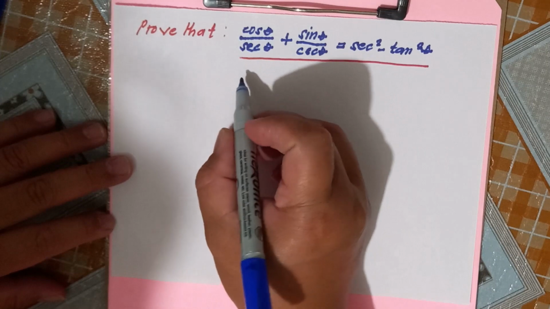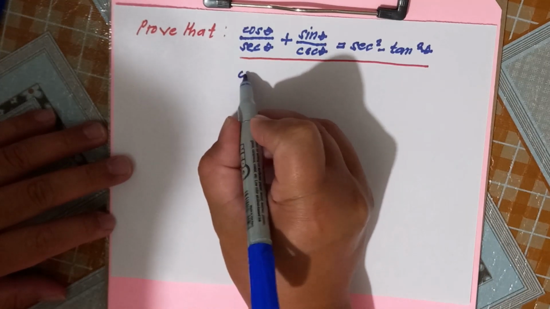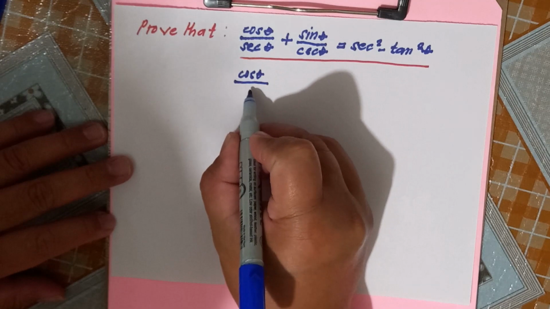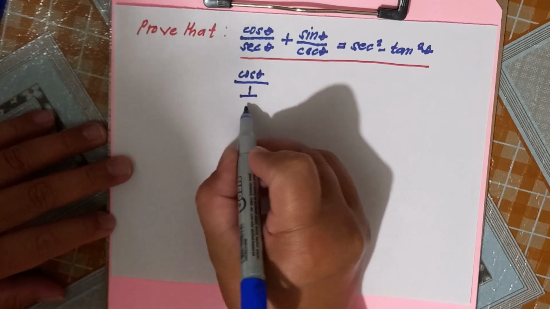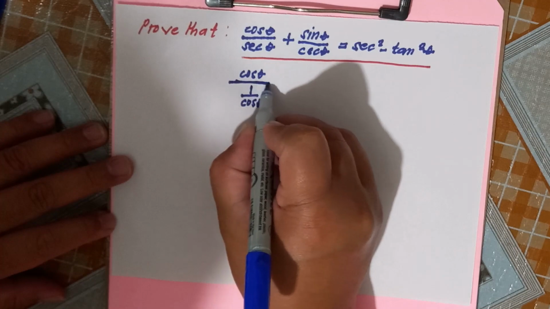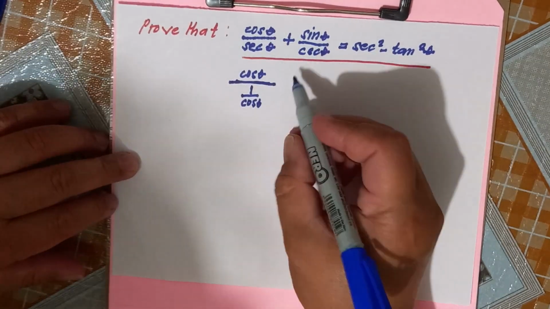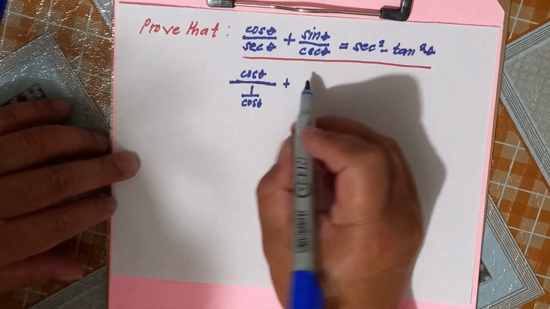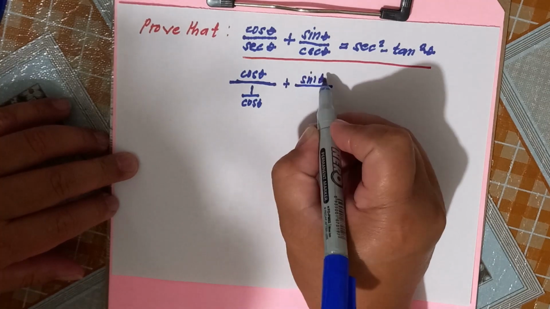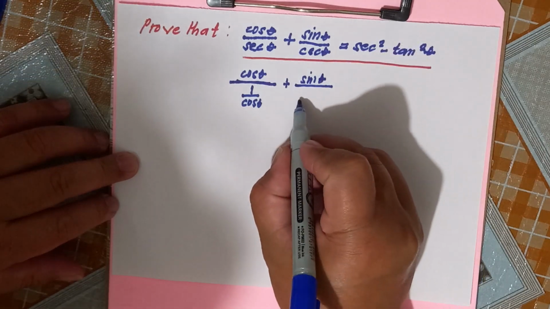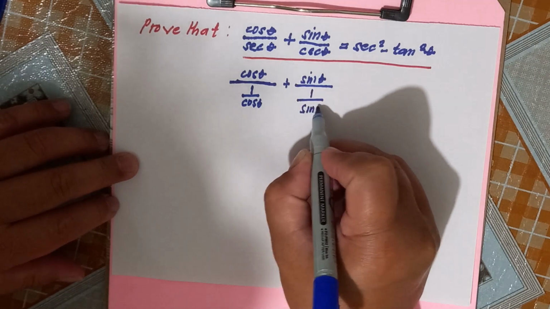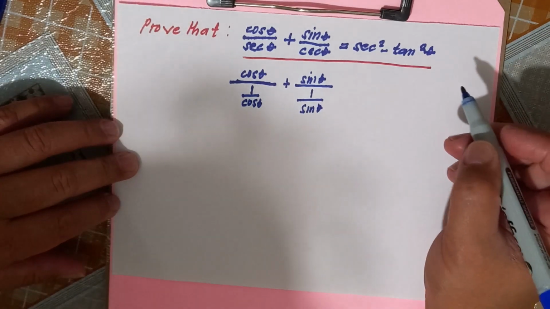Now in here we have to define the secant. What is secant theta? That is the same as 1 over cosine theta. Remember that this must be the division. Plus sine theta divided by the reciprocal of cosecant, which is the same as 1 over sine theta.